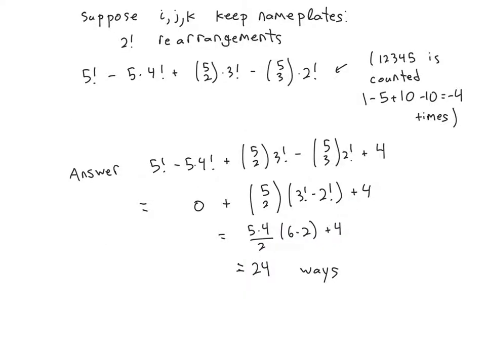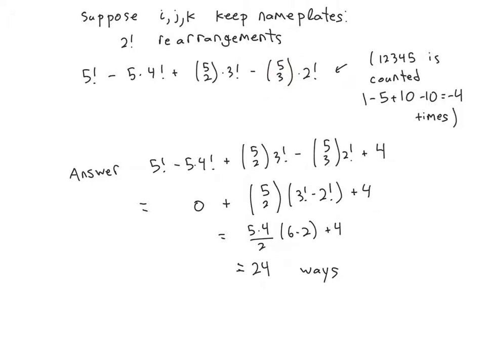So now we suppose 3 of the professors keep their nameplates, I, J, K. Then there's 2 factorial ways to rearrange the remaining 2. And so these are the number of things that we're currently overcounting. So let's throw them out. And so this is now our current answer, where we've got all possible ones. We've removed all permutations where we've selected a particular fixed point. We've added back in all permutations where we've chosen specified 2 fixed points, and now we've subtracted all permutations where we've chosen 3 fixed points.